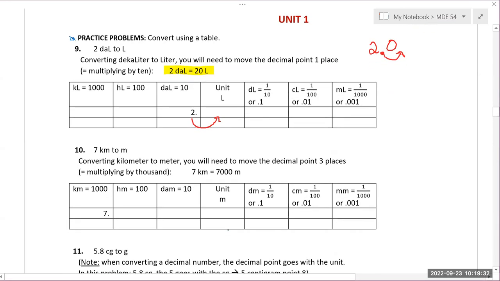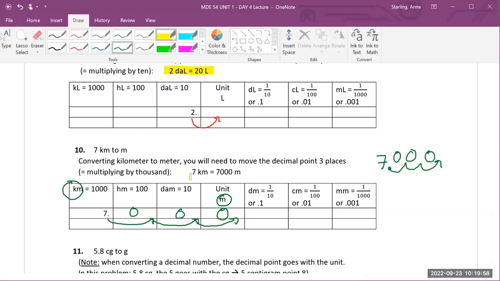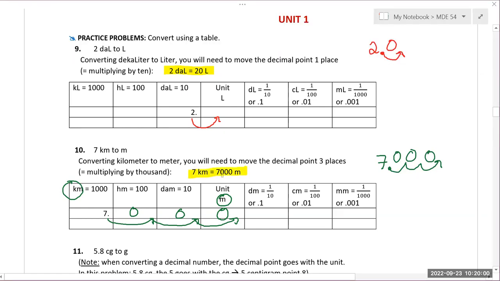For our kilometers to meters, kilometers is here, meters is here. 1, 2, 3. So I get 7,000 meters. So let me come up here and say 7, 1, 2, 3. And that's how we could use the table to get that 7,000 meters.